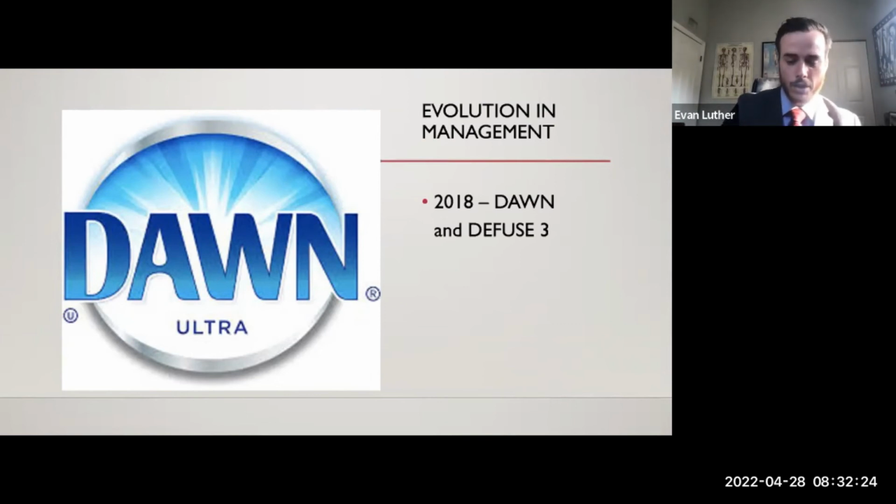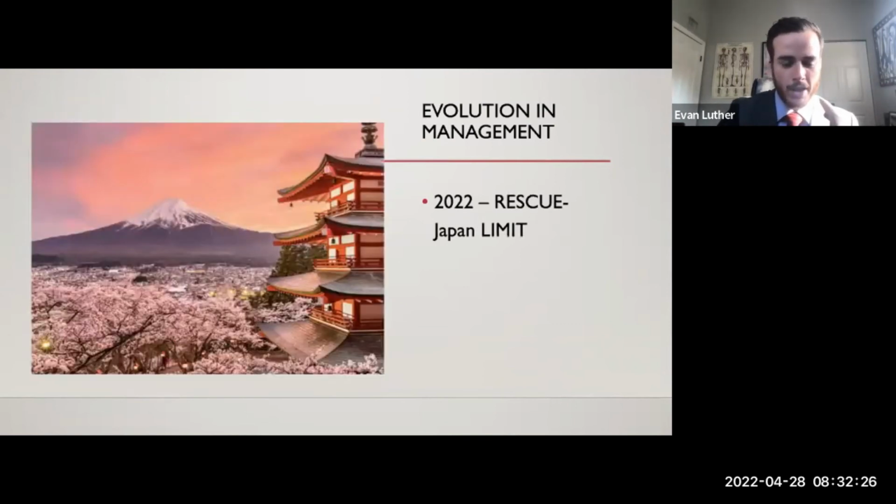And then, this is the one that kind of boggles my mind. I saw it at the stroke conference, the ISC this year in 2022. The RESCUE-Japan study was performed in Japan. They enrolled patients with an already large infarct on CT into mechanical thrombectomy versus medical management alone.